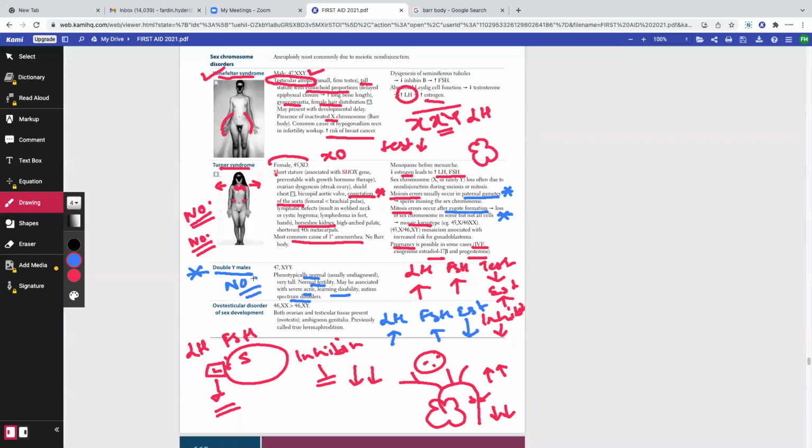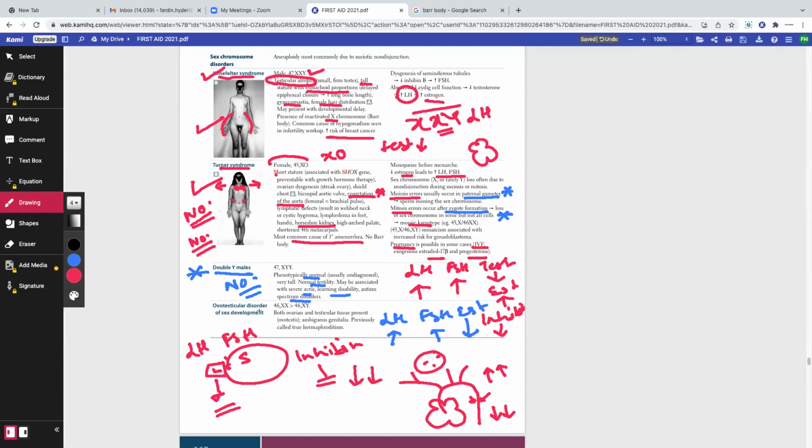Why am I talking about this? Because next time when you read First Aid, should you be aware of diseases that are more common or less common? You should be aware of diseases that are more common. In that way, can you put more emphasis on learning those diseases better? Yes or no? The answer is yes. Okay, so that's what I'm talking about. Having said that, Klinefelter syndrome is very, very high yield. Turner syndrome is very, very high yield. Double Y males are not that high yield.